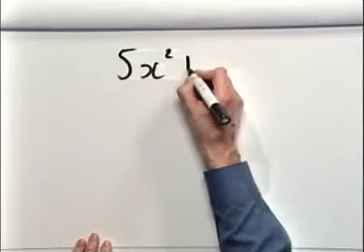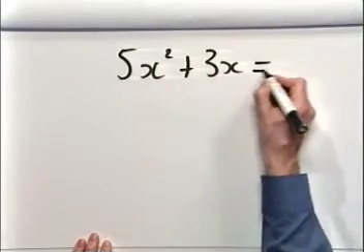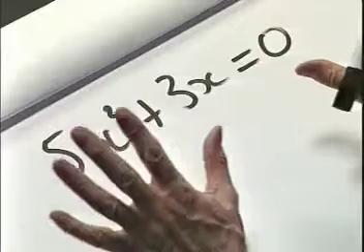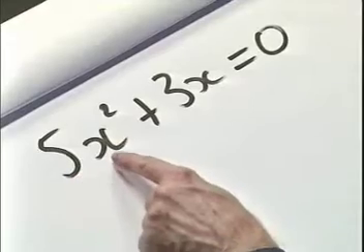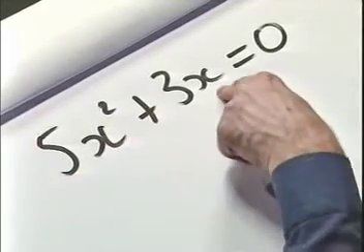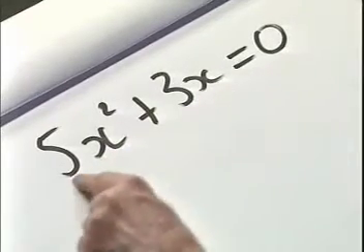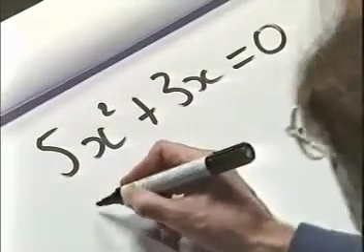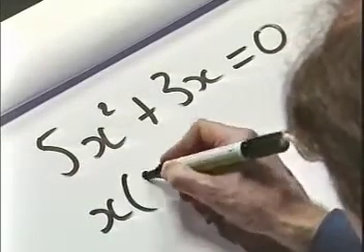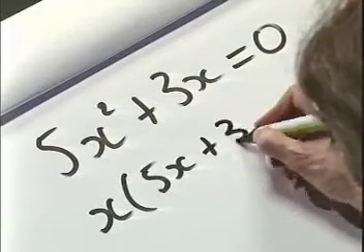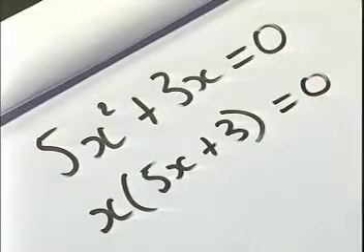Let's take another example. This one will take us 5x squared plus 3x equals 0. It's already written as equals 0, so we don't have to worry about that first step. So the second step is to look for a common factor. I've got 5x squared plus 3x, so I've got a common factor here of x. So I can take that out, leaving me with x times 5x plus 3 equals 0.